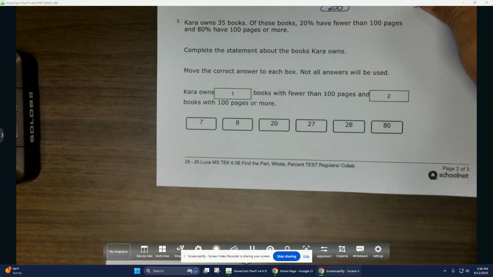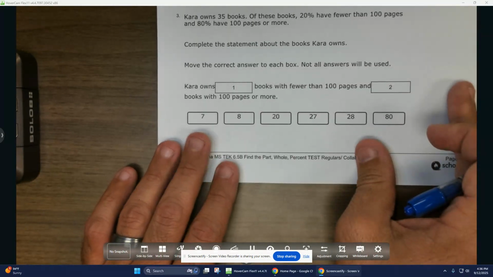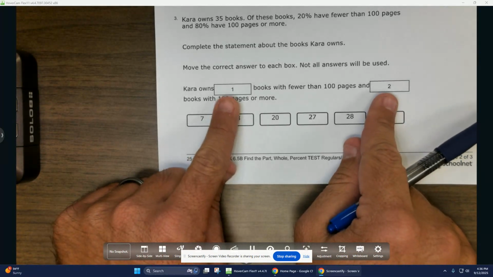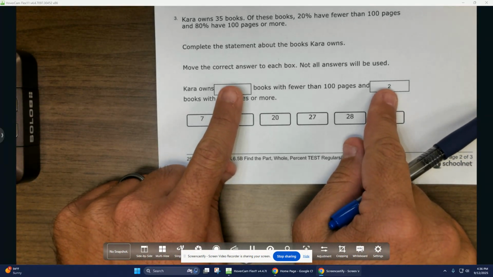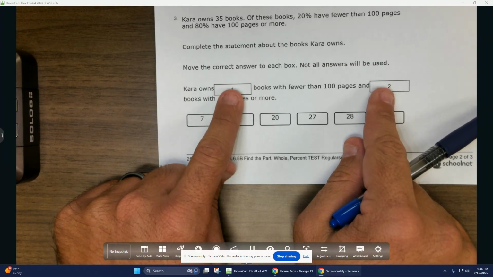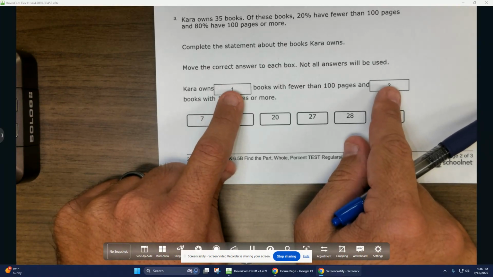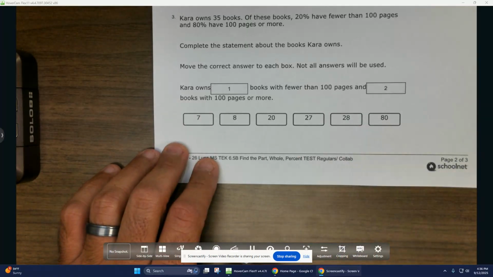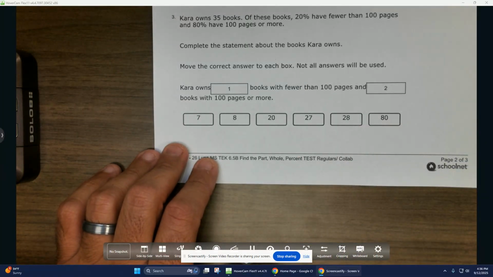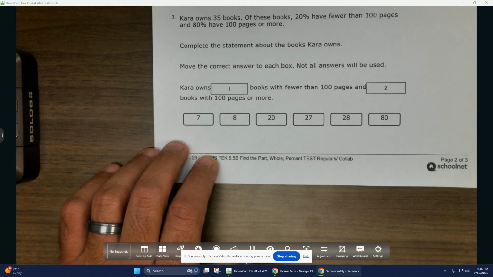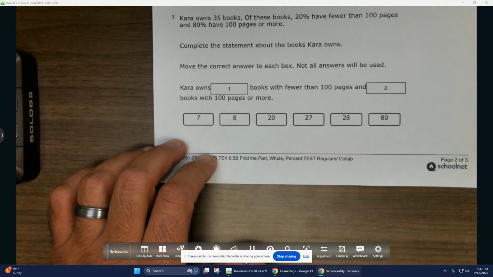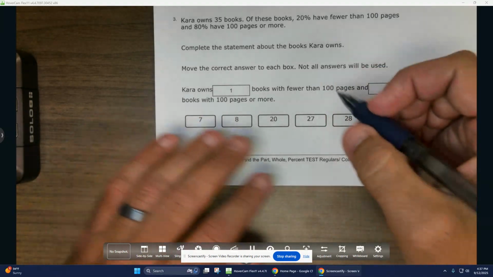Alright. Now this was a tough question for the students. Guys, you had 2 blanks, which means you had 2 answers. You had to do this problem. 1 and 2 were not the actual answers. These were your answer choices. It says Kara owns 35 books. Of these books, 20% have fewer than 100 pages and 80% have more than 100 pages. Complete the statement. Okay, so let's make a double number line.